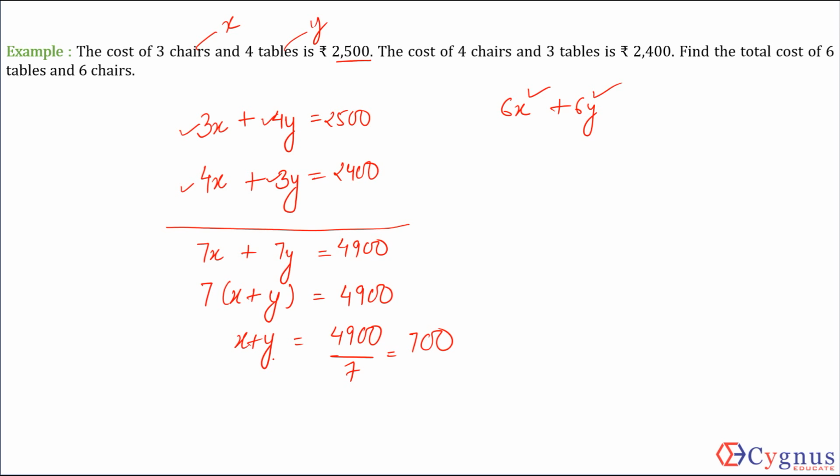That's equal to 700. But I don't want x plus y. I want 6x plus 6y, which is equal to 6 times (x plus y). So my answer becomes 6 into 700. That is equal to 4200 only. We used to solve these kind of questions in standard 7th or 8th, I believe. Let's look at a few more.